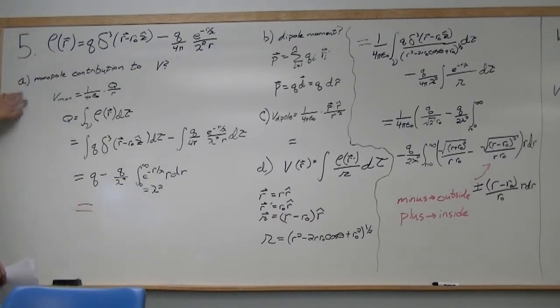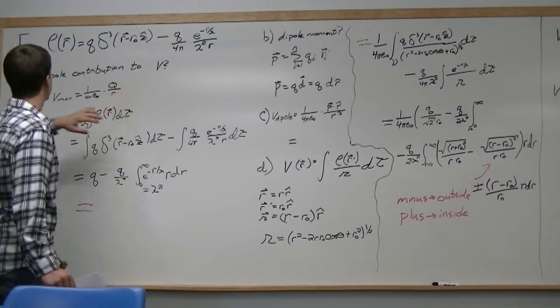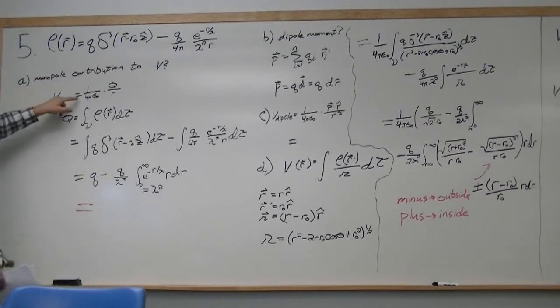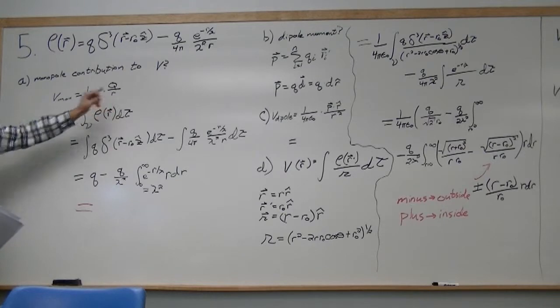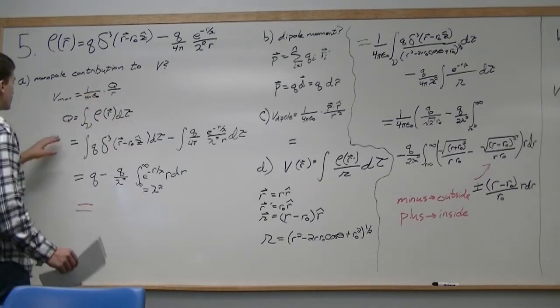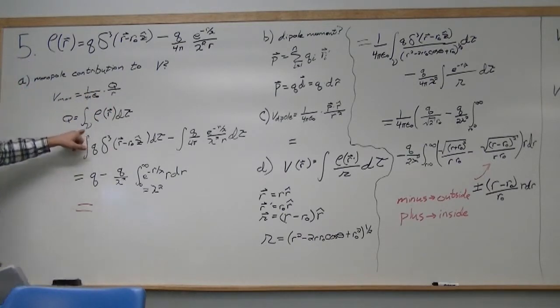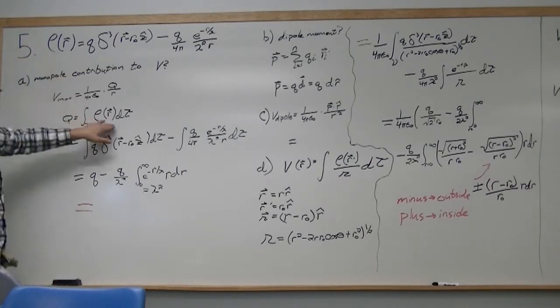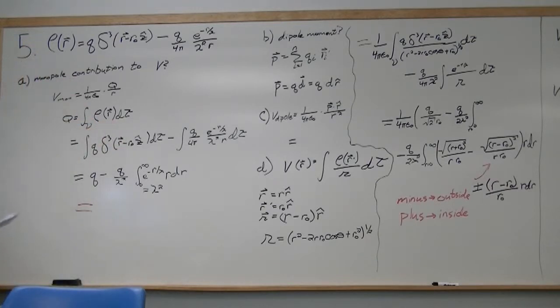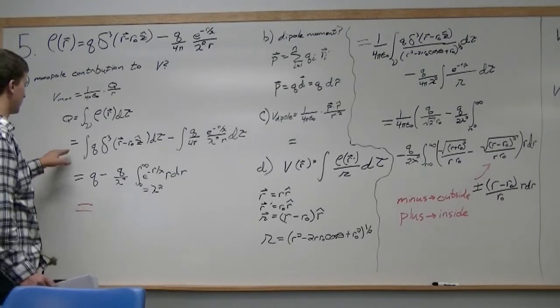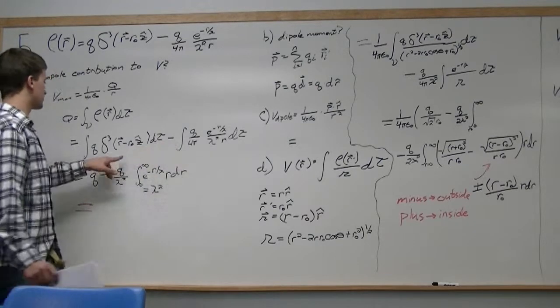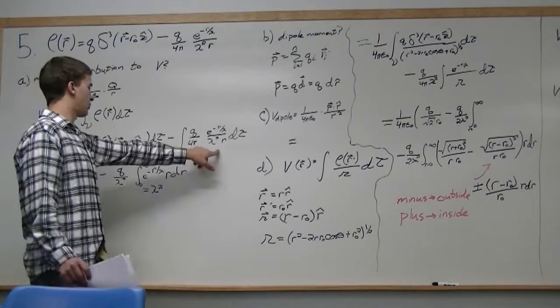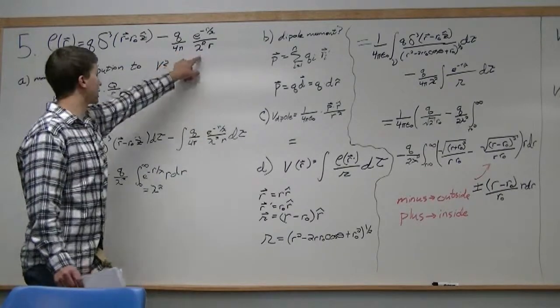So part A, monopole contribution, we have V for monopole is 1 over 4 pi epsilon naught times the total charge divided by the radius. So the total charge would just be the volume integral of the volume charge density over d tau. So that's going to give you two separate integrals, one with the step function and one with the second part here.